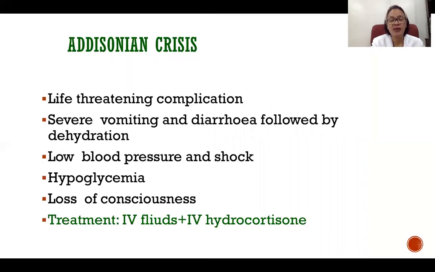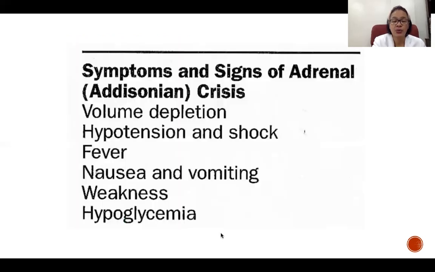How about if the patient goes into Addisonian crisis? So this is actually a life-threatening complication wherein the patient may develop severe dehydration because of the frequent vomiting and episodes of diarrhea. And then because of the losses, patients may go into shock, okay? And then with severe hypoglycemia, and all the manifestations of shock. And the treatment, of course, because there is dehydration, you need to rehydrate your patient, and you can give your IV hydrocortisone.